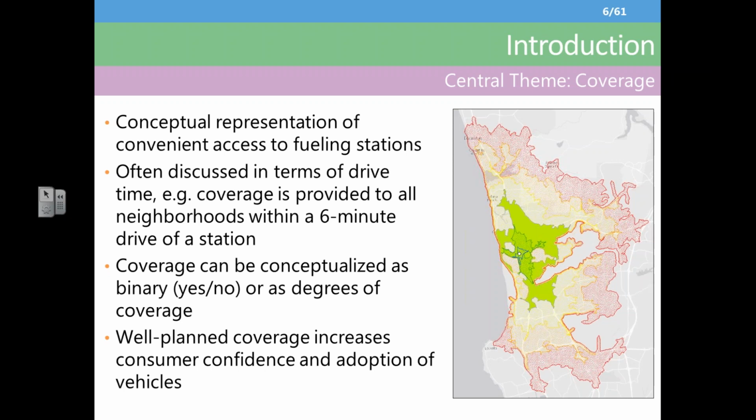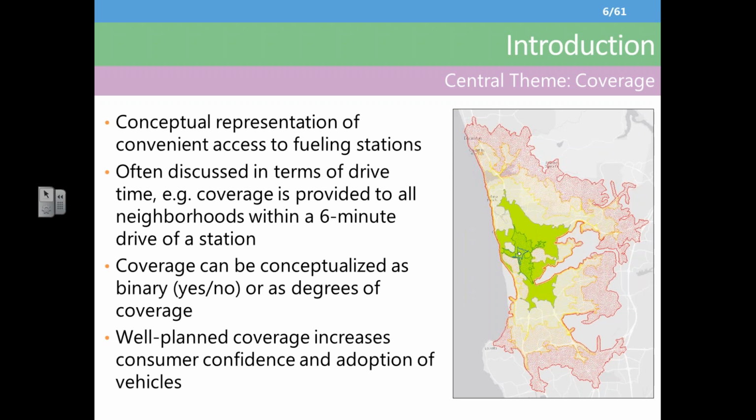Coverage is usually defined in terms of time. So you want to be within, say, a 6-minute drive of a fueling station in order to say that you have really convenient coverage. That's a good benchmark, that you are close enough to the fueling station that it is conveniently accessible to you. It can be conceptualized as either, yes, I'm within 6 minutes of a hydrogen station, or I'm not. Or you can actually look at degrees of coverage, which is what we do in CHIT.